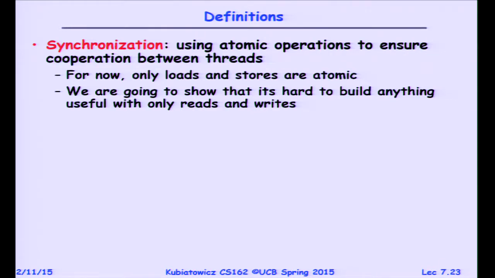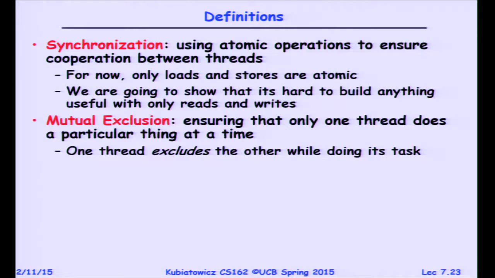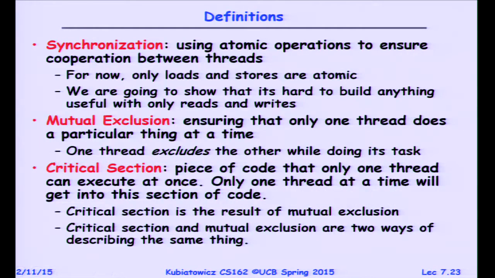That's my next goal here, okay? So the only thing we've got is atomic loads and stores. Mutual exclusion basically ensures that only one thread does a particular thing at a time. Okay, so one thread's going to exclude the other thread. And then a critical section is a piece of code that only one thread can execute at once. So when we write code, we're going to want to have critical sections. Remember, that was our deposit method earlier. We're going to want to have critical sections where only one thread's allowed in at a time. Okay, everybody with me on these three definitions? Okay, and critical sections and mutual exclusion are kind of duals of each other. They describe the same thing.